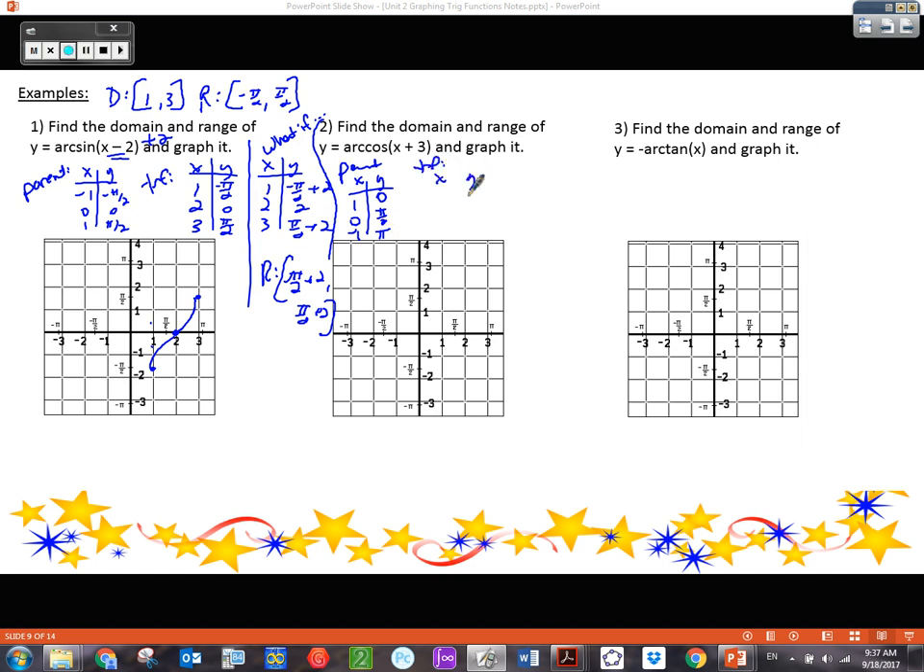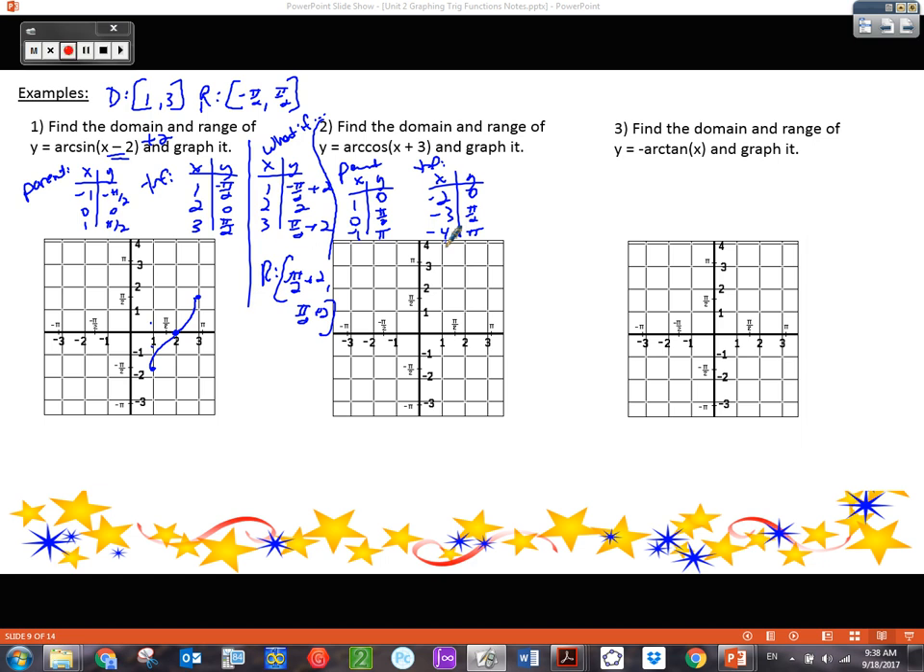Now let's look at the transformed points. My transformation says I'm going left 3, so I'm going to have to subtract 3 from x. Y values are untouched again, so y values 0, pi over 2, and pi aren't touched. So 1 minus 3 gives us negative 2. 0 minus 3 gives us negative 3. Negative 1 minus 3 is negative 4. Okay, there's my transformed points.